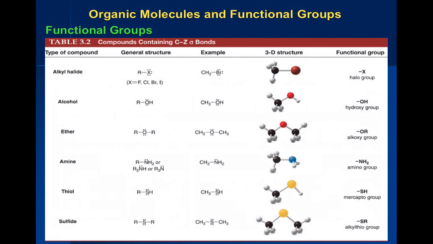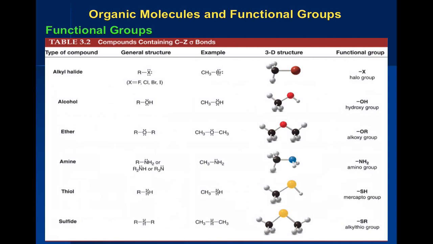If we have a carbon bound to a halogen, we call these alkyl halides, and the halogen is the functional group. If I have an OH, this is an alcohol, okay? And it's a hydroxy group as the functional group, okay? If I have a carbon bound to an oxygen that's bound to another carbon, like this, it is called an ether, okay? If I have a carbon bound to a nitrogen atom, like this, it is called an amine. I can have different types of amines. We'll talk about those more later.